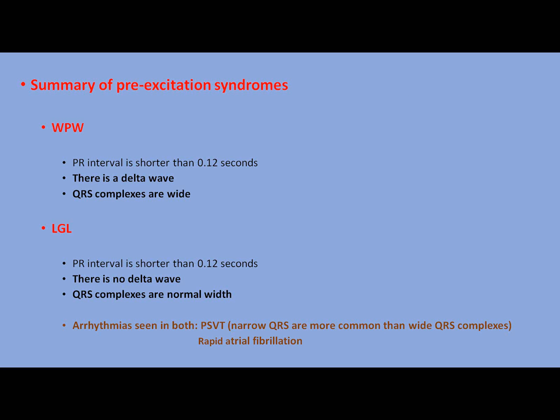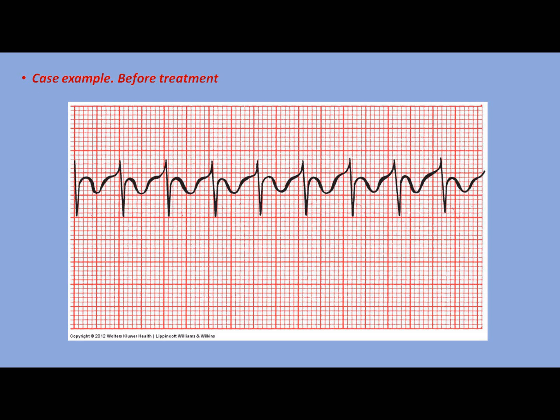So okay, summary, WPW: short PR interval, much shorter than 0.12. The delta wave, you don't have to remember that. The QRS complex is a little bit wide because it's merging. That's all I want you to remember.